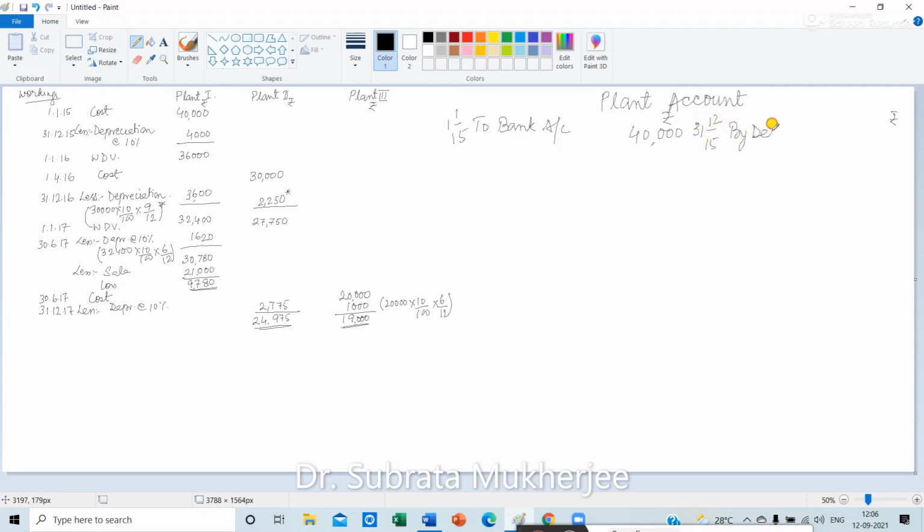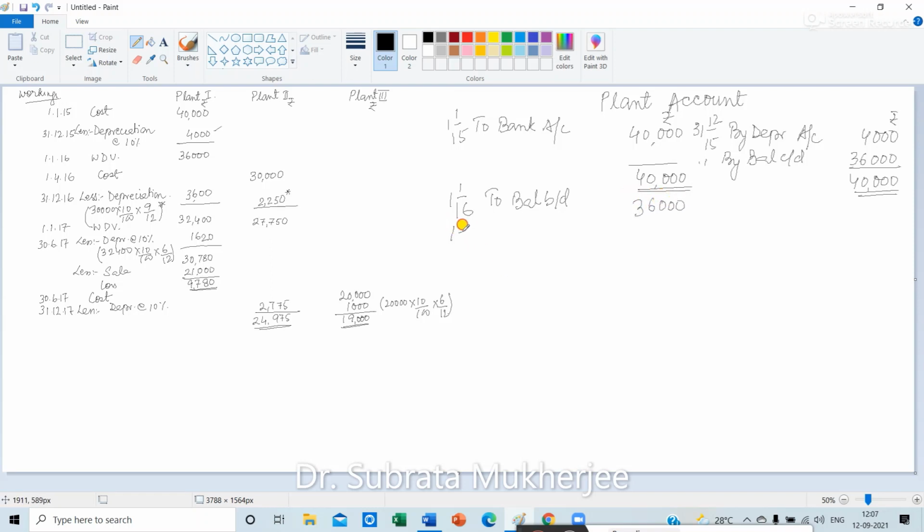So by depreciation I am writing here as 4,000. See, in the working, in the first year depreciation was 4,000. So at the end of the year, the by balance CD, that is 36,000. This is the written down value of plant 1 on 31st December 2015. So on 1st January 2016, the balance brought down will be 36,000.